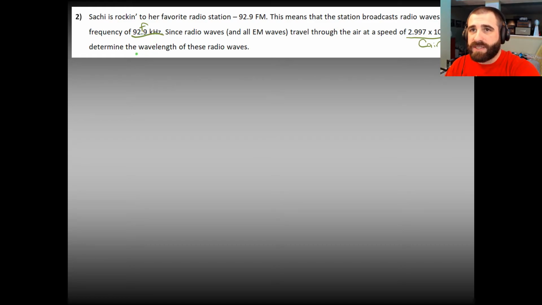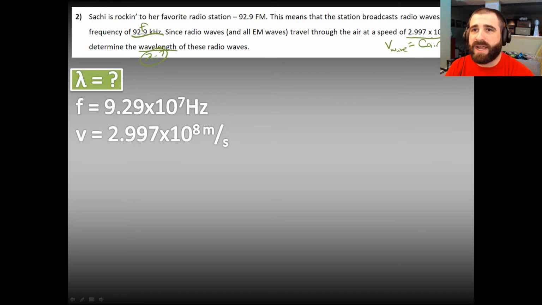And they want us to determine the wavelength, right? So wavelength equals question mark. Solve for that. Okay, so this is pretty easy, right? So they give us the V, right? So that's the V of the wave. So the V wave, the speed of this wave, is equal to the speed of electromagnetic waves in air. Okay, so let's throw it in. Right? So 92.9 times 10 to the 7th. We got that. Kilohertz. Frequency is that.